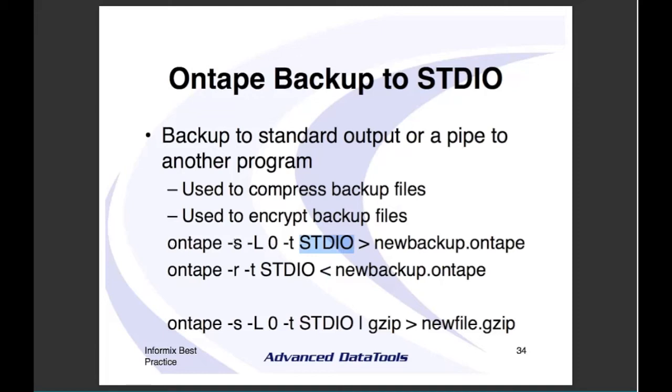To back up, you do an ontape -s, a -L 0, and a -t tells it the device. If you say STDIO and stop right there, it's going to come to your screen. You'll have the whole contents of your backup go streaming to your screen. What you want to do is output it to a file. And then to read from the file, you just do an ontape -r -t STDIO, direct the input from that file, and that will do the restore.